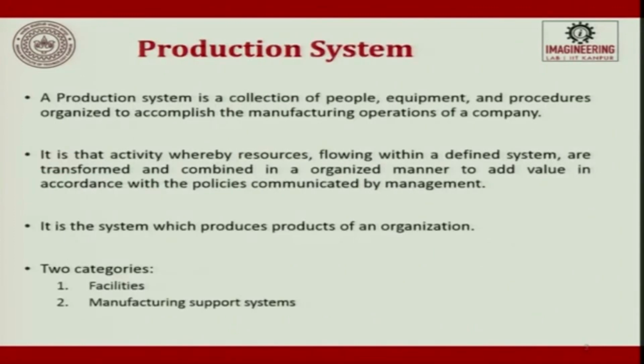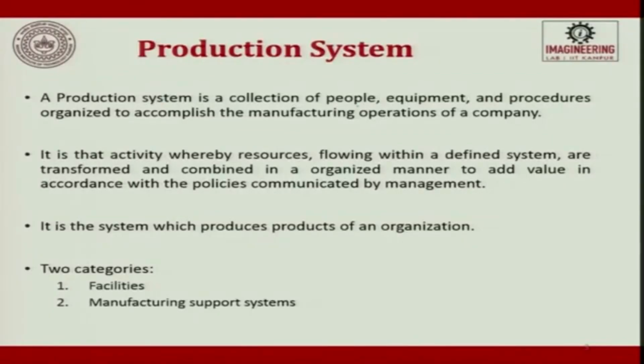So, what is a production system? Production system is nothing but a collection of people, equipment, procedures organized to accomplish the manufacturing operation of a company. For example, let us assume you are trying to make pizza or you are trying to make some bakery items. We can call that also a production system, wherein you have people, you have equipment, you have procedures laid, and whenever a product has to come out, the procedure has to be stringently followed, so that you accomplish the manufacturing operation of a company.